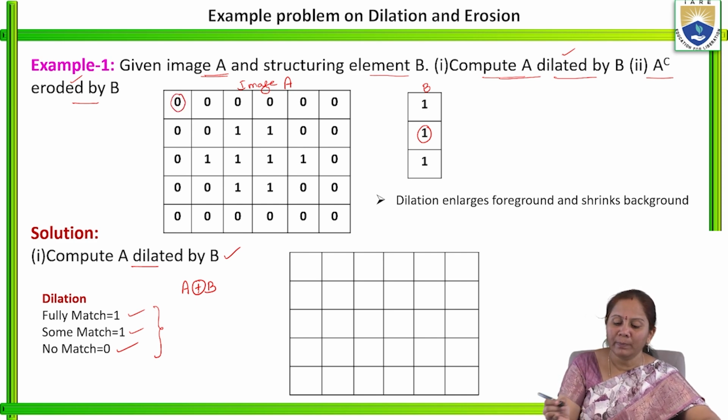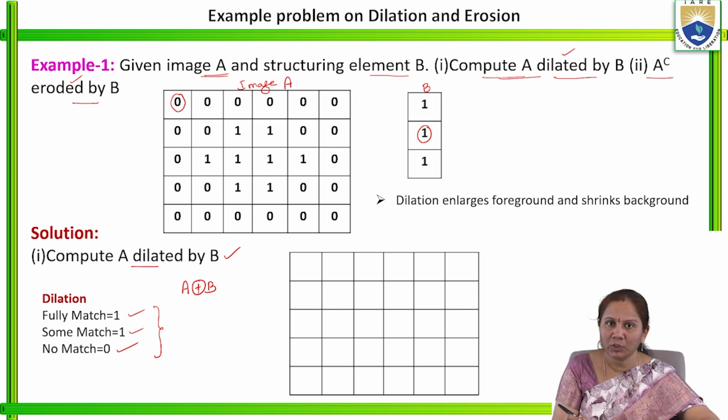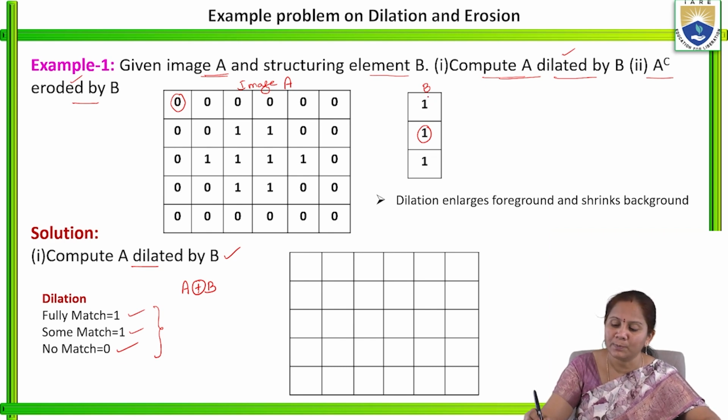So when we place this on image A, based on the pixel values of this structuring element and the pixel values of A, if there is a full match, we have to place 1 in the output image. If there is only some match, that means even if one element matches, we have to place 1 only. And if there is no match, we have to place it as 0. Now let us start solving this problem.